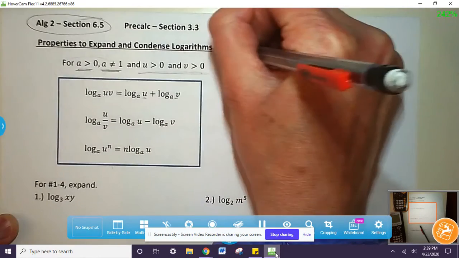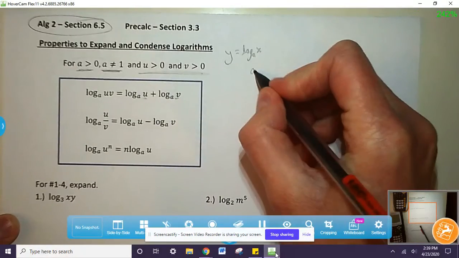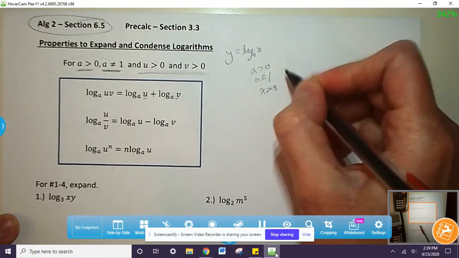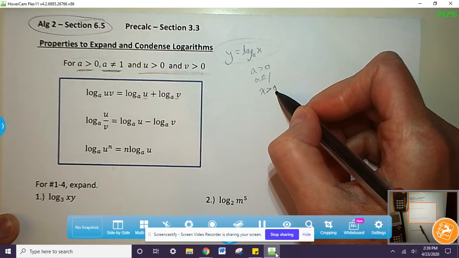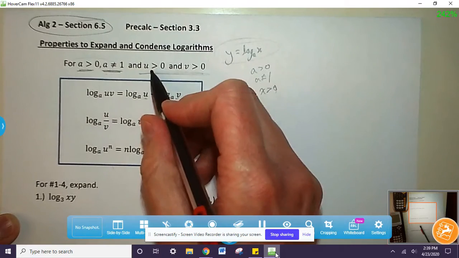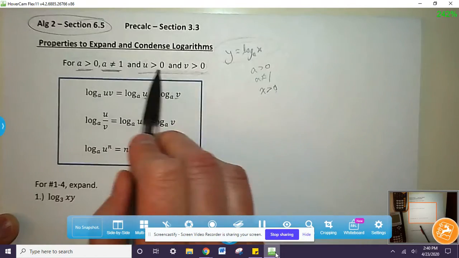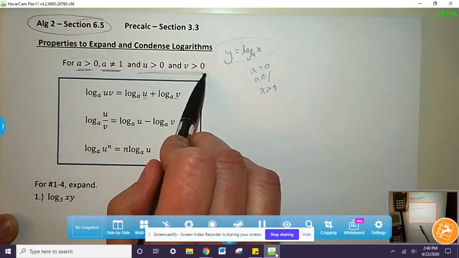So do you remember when we had log base a of x, we had restrictions on a. Those should look familiar. And then we also had x had to be greater than 0 because the domain of this is only bigger than 0. Okay, only bigger than 0. Can't be 0, can't be negative. So that's the same reason these are here. And once again, you don't need to memorize this, but you'll see stuff like this in the textbook. And when I present formulas, you'll probably see those as well.